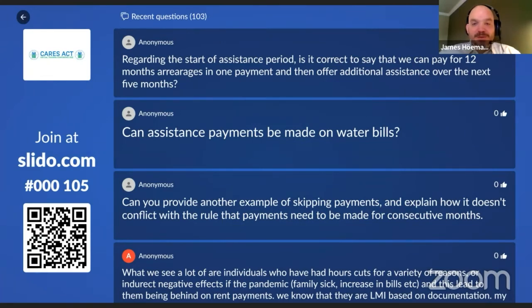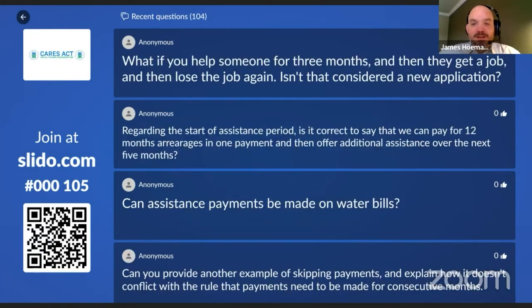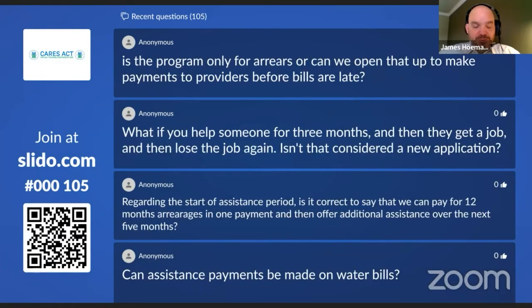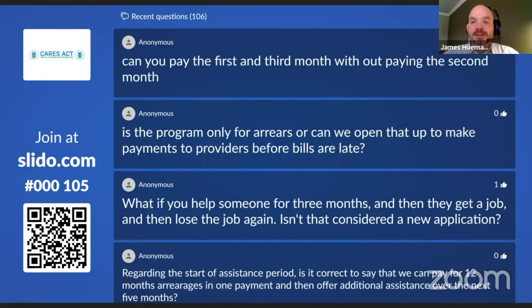Can assistance payments be made on water bills? Yes, that's a utility. So water bills are acceptable, electrical bills are acceptable. That certainly falls into that category. Is the program only for arrears?